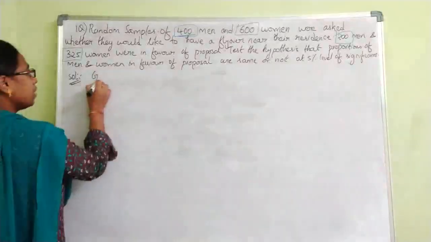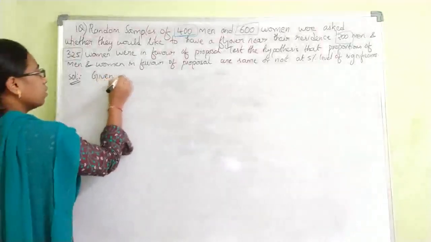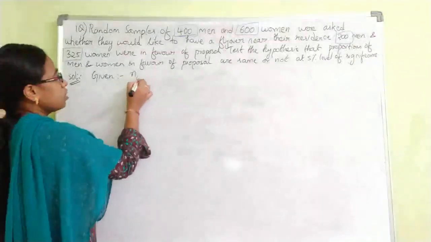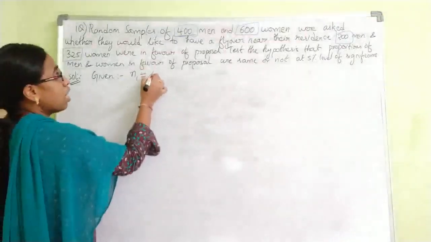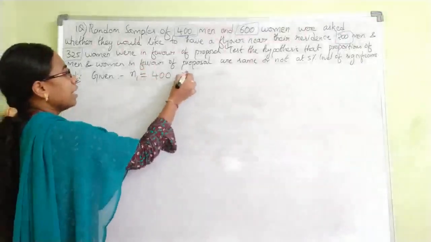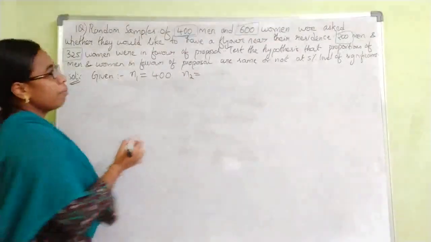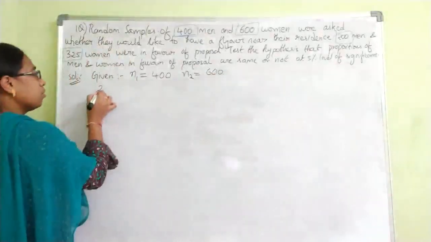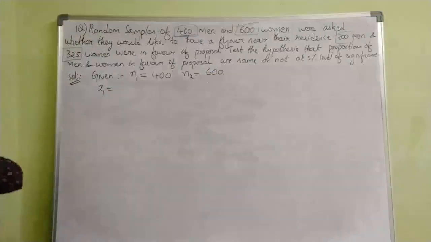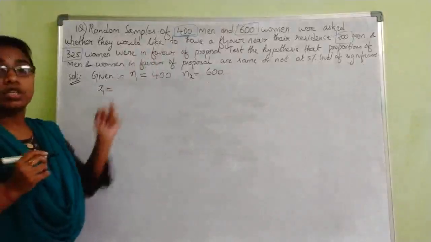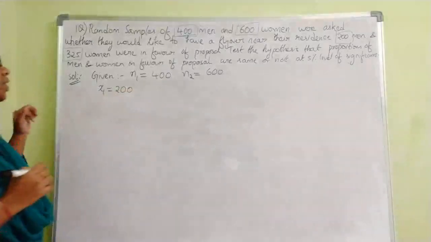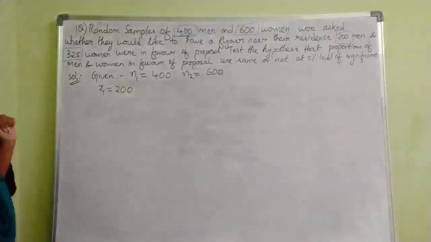Write all the given values. First, the sample sizes. N1 equals the number of men, which is 400, and N2 equals the number of women, that is 600. Similarly, X1 equals the number of men in favor of the decision. Out of 400, 200 are in favor of the decision, that is X1 equals 200.